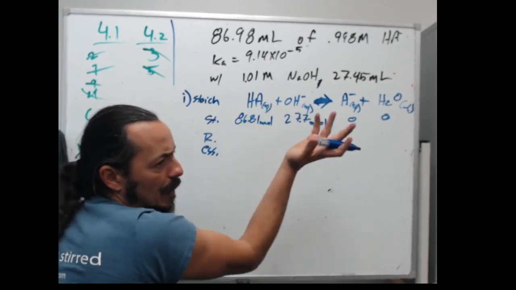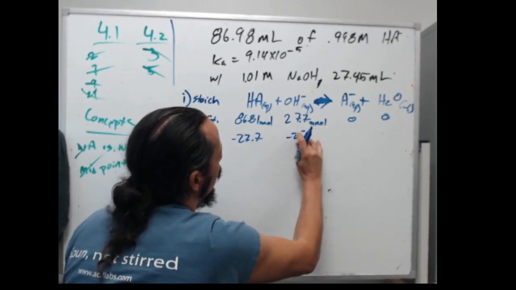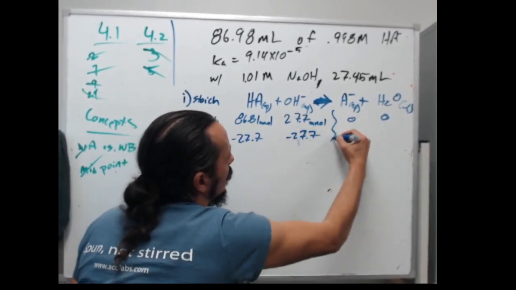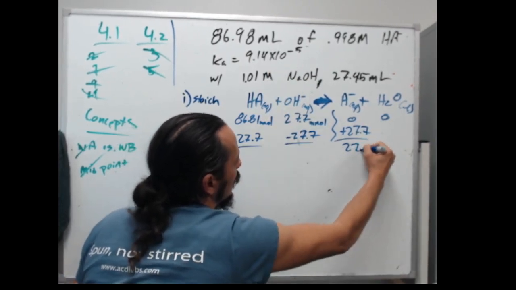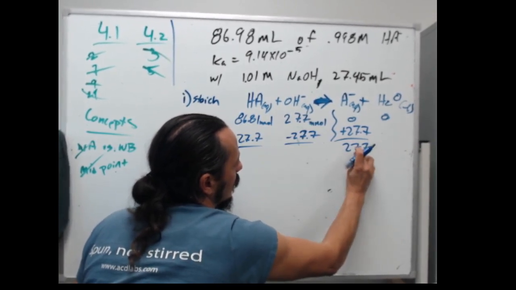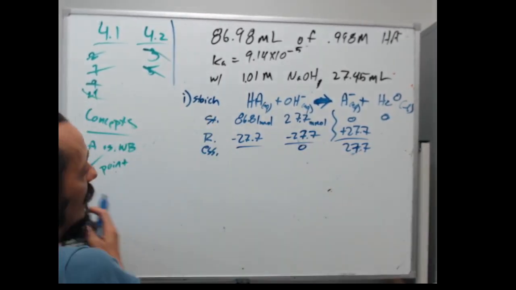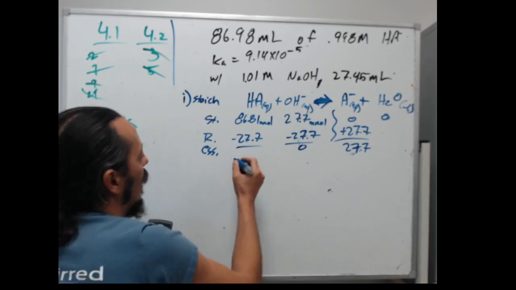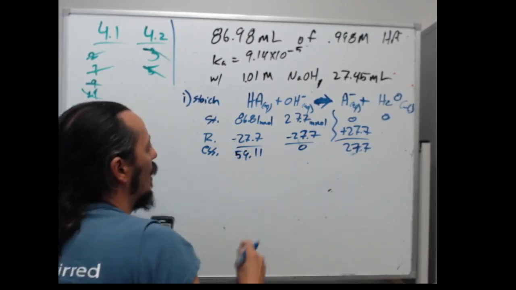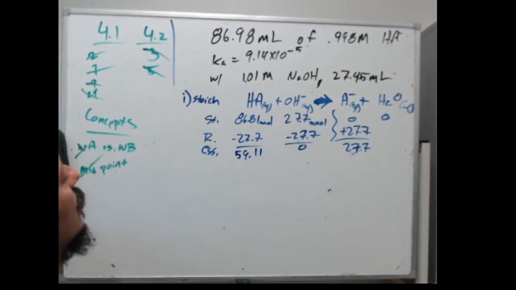Hydroxide is a 1-to-1 ratio, so the smaller number is limiting. Minus 27.7, minus 20, I almost put 27.7, plus 27.7, this is 27.7, this is 0, this is 86.81 minus 27.7, 59.11.